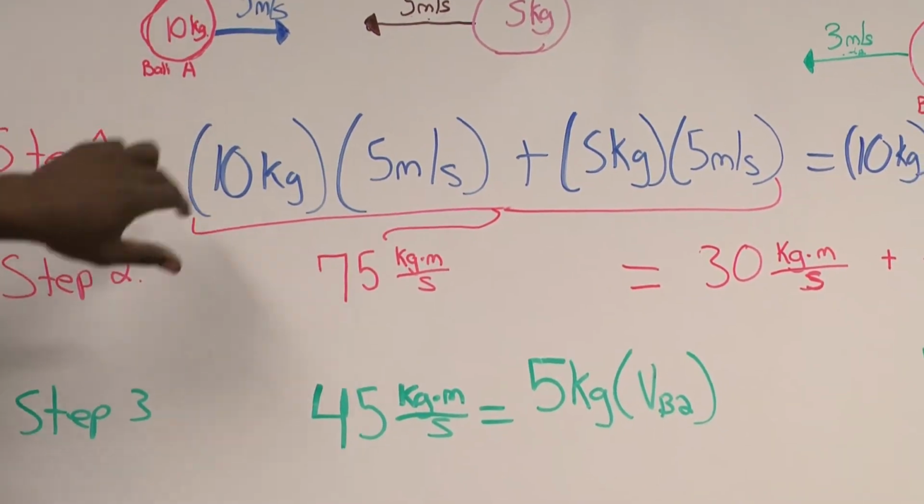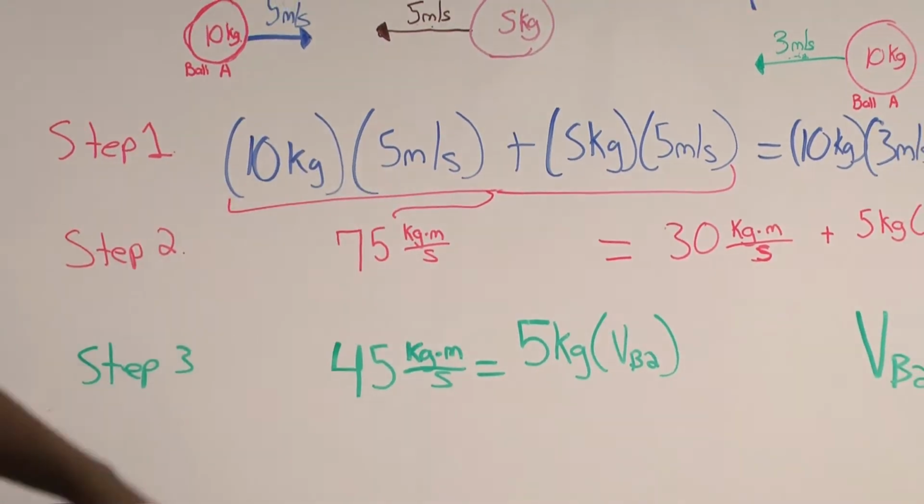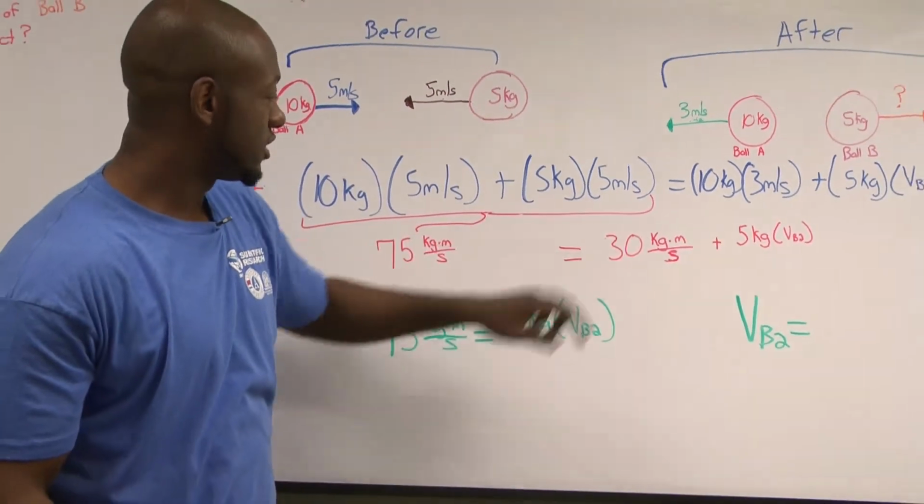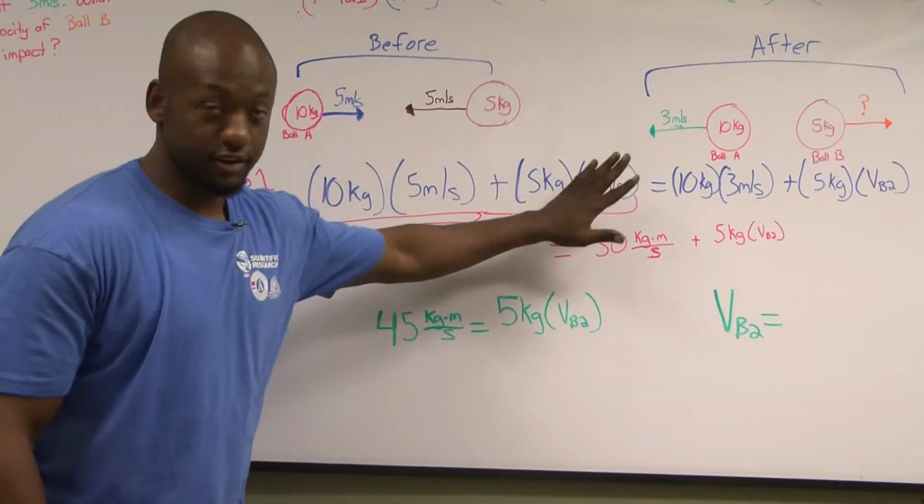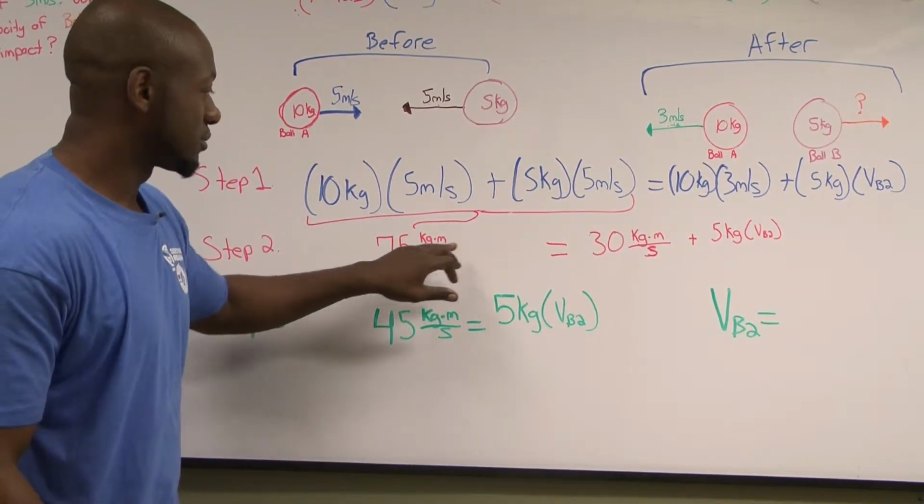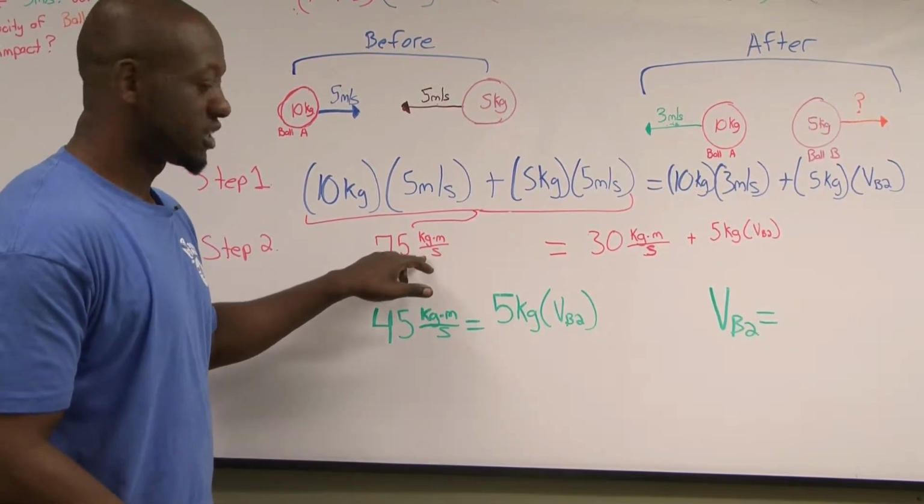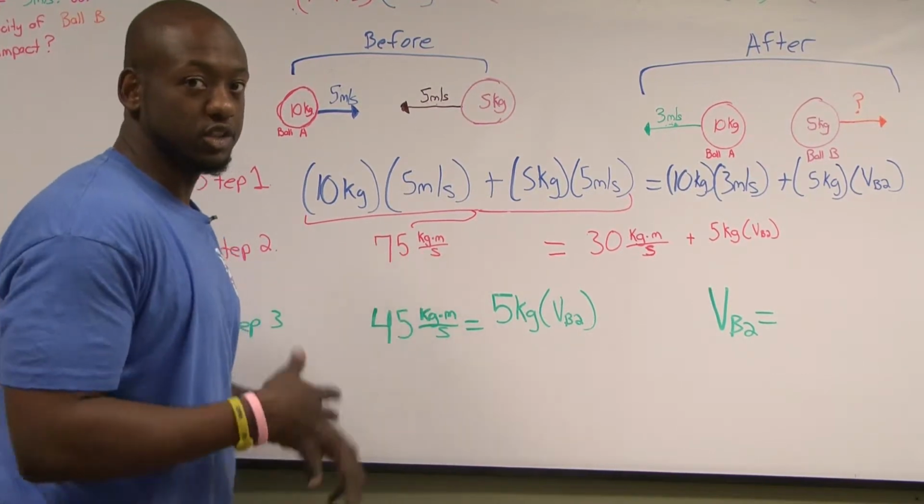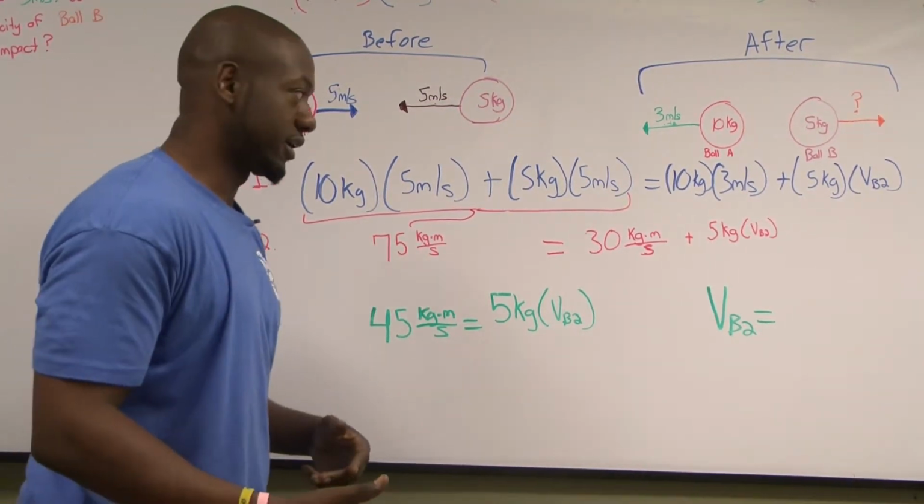So we go right here: M1 times V1, 10 times 5, plus M2 times V2. When you add all this together, and I skip some steps to speed it up, you're going to get 75 kilograms meters per second. When you do this, make sure you always keep your units, because your units will always cancel out and let you know if you got the right answer or not.